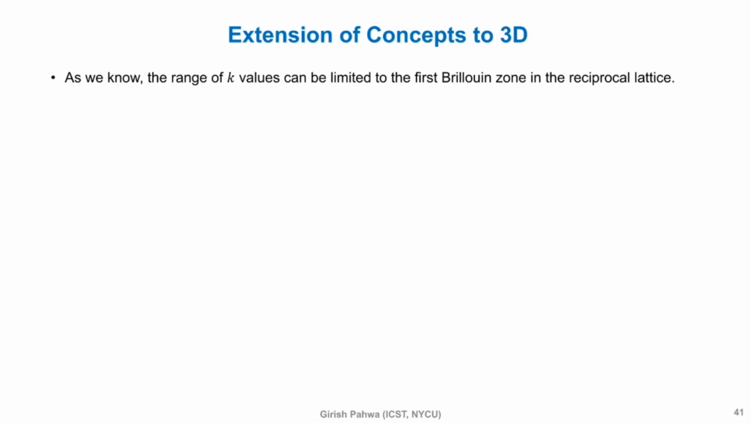So what is the reciprocal lattice of a face-centered cubic lattice? BCC. The FCC reciprocal lattice will be BCC, and BCC will give you FCC. We have seen all of that, right?